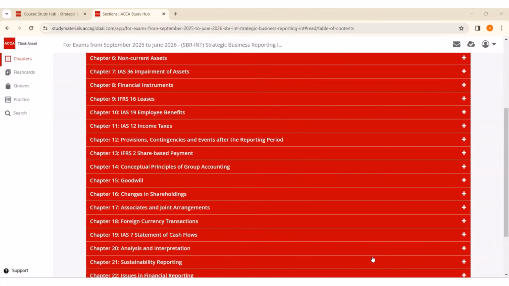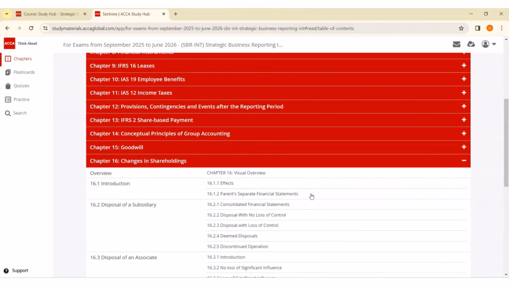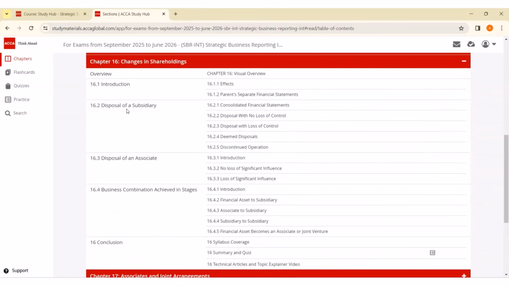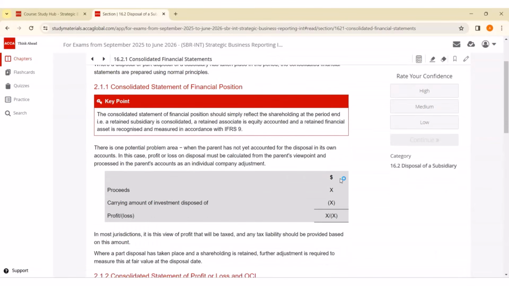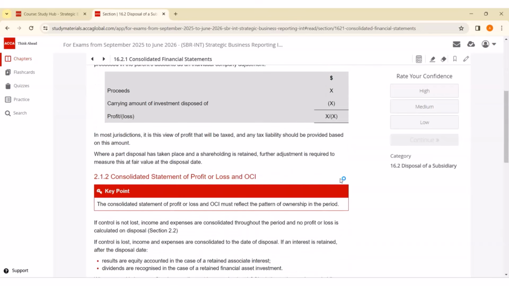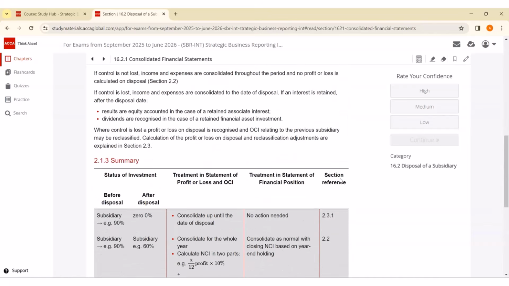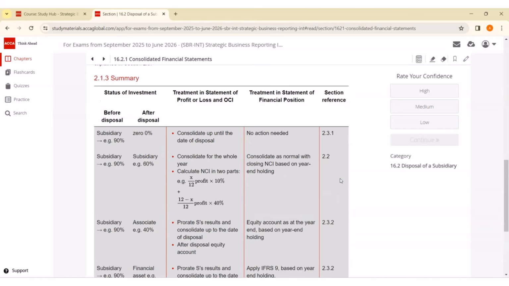Here we are in the ACCA study hub to see how the learnings that we have done can be applied to questions. Here the relevant chapter is the changes in shareholdings. We can see that there is a discussion about disposal of a subsidiary, disposal of an associate also. Now, when we see the impacts in it, the first thing is identifying whether we are talking about a separate company financial statements or a consolidated financial statement. And then in the consolidated statement of profit or loss, we need to identify how we are going to account for the changes before and after disposal.